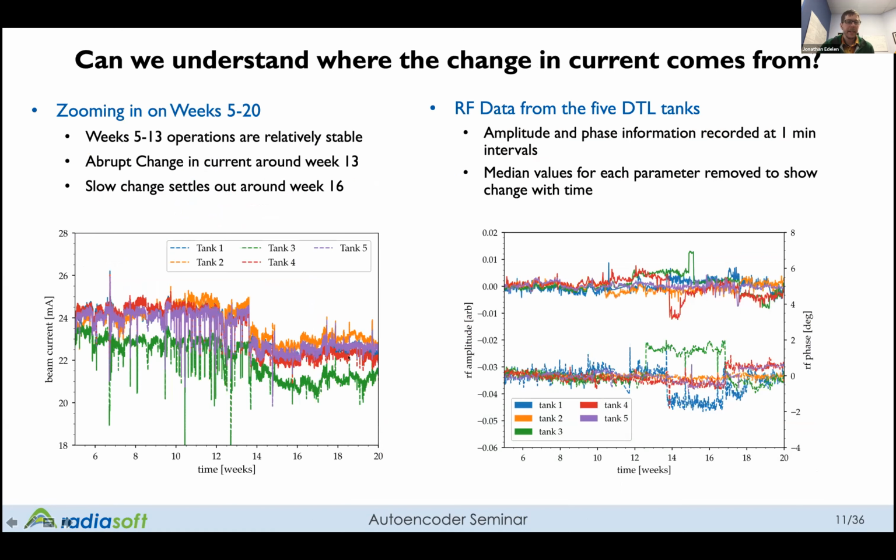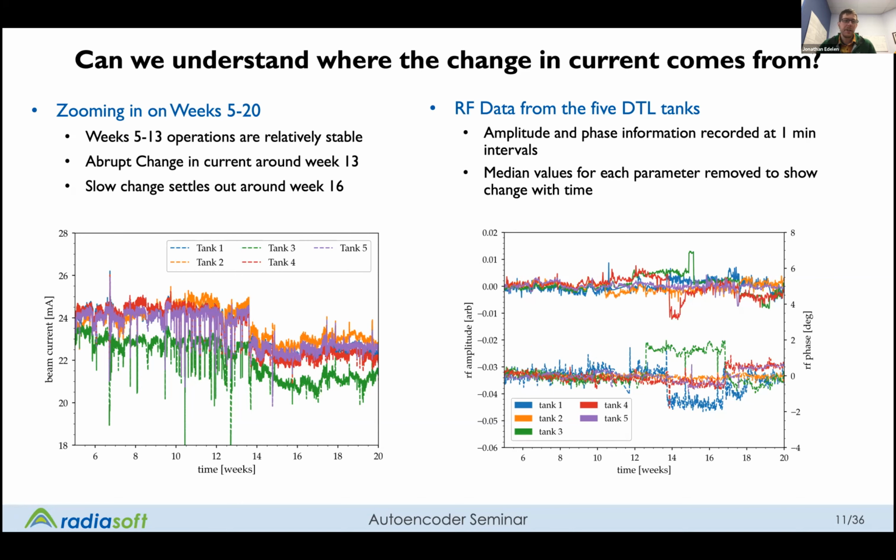Zooming in just a little bit, we're ignoring the tune-up stage. We're just looking at the stable operation stage and then the reduced output stage. We're interested in understanding where this change in the beam current came from. In general, the LINAC doesn't have that many controllable parameters. There are RF cavities that accelerate the beam, and they have amplitude and phase settings that can be changed. And that's pretty much it. For the first stage of the accelerator, there are 5 RF cavities, so there are 5 amplitude and phase measurements, and those are the settings that you can vary.